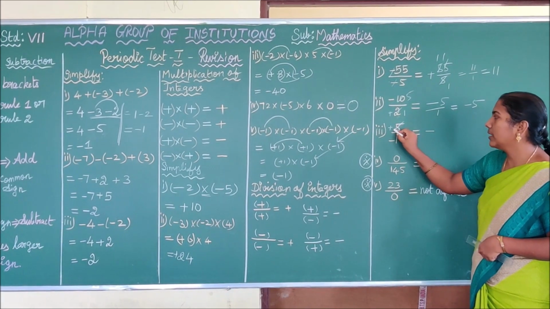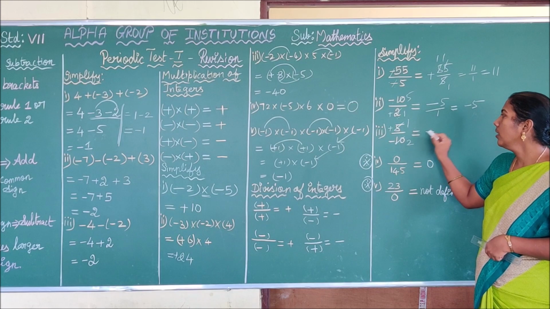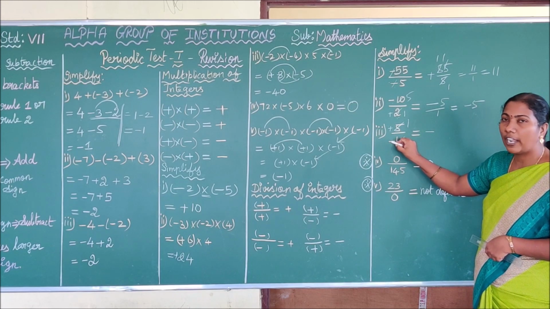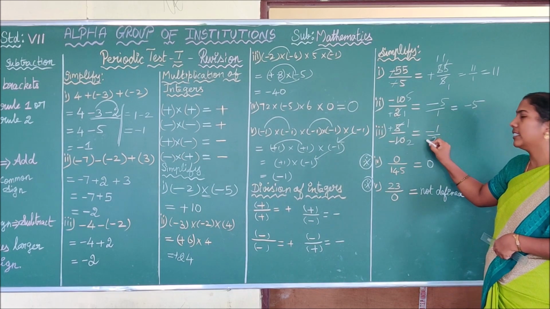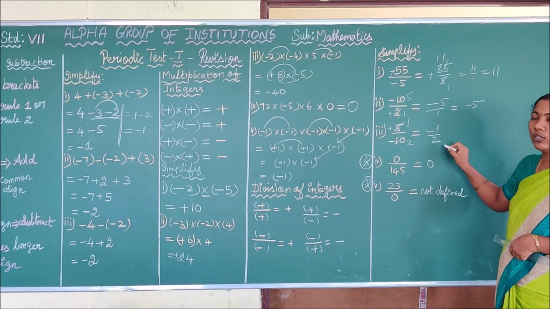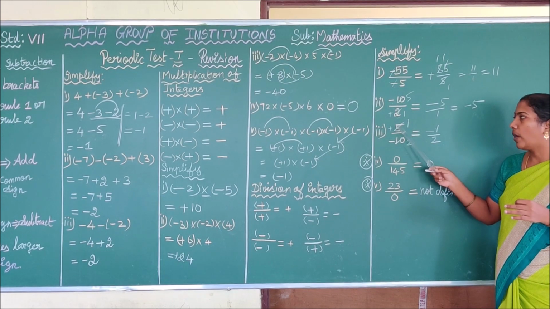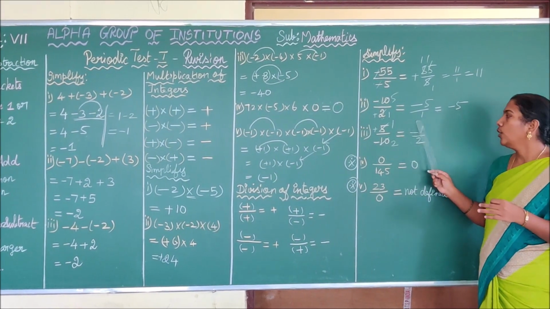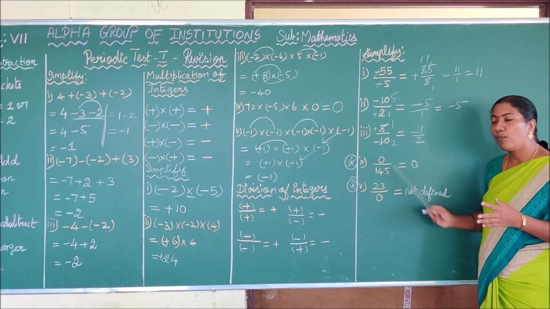Now you are going to cancel it by 5 table. 1 5 is 5, 2 5s are 10. So I already shifted my negative symbol to the numerator. So minus 1 by 2. Thus your answer is minus 1 by 2. Thus if you divide a negative integer by a positive integer or a positive integer by a negative integer, you get the answer as negative. Okay. And see, this is a very important result.